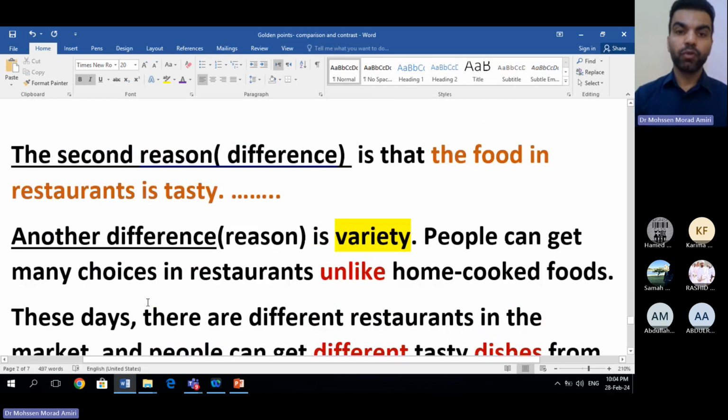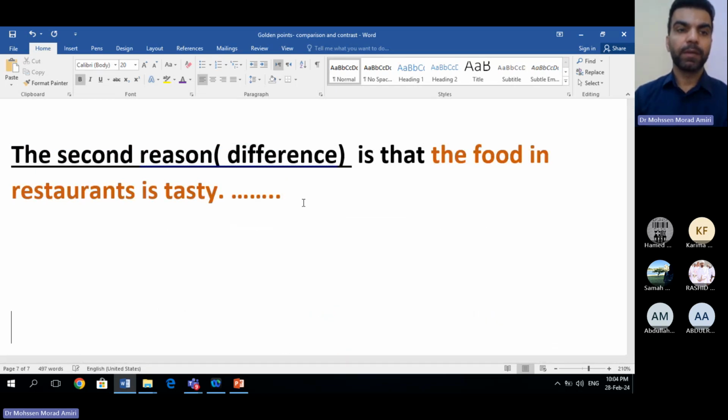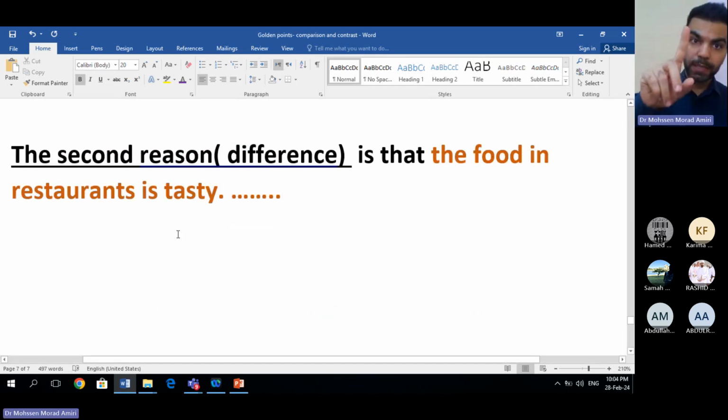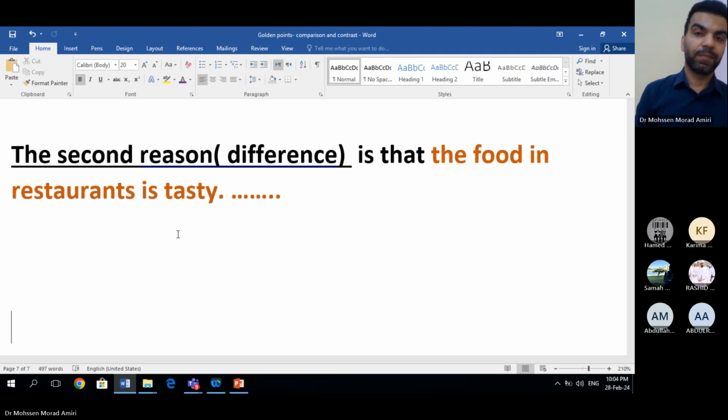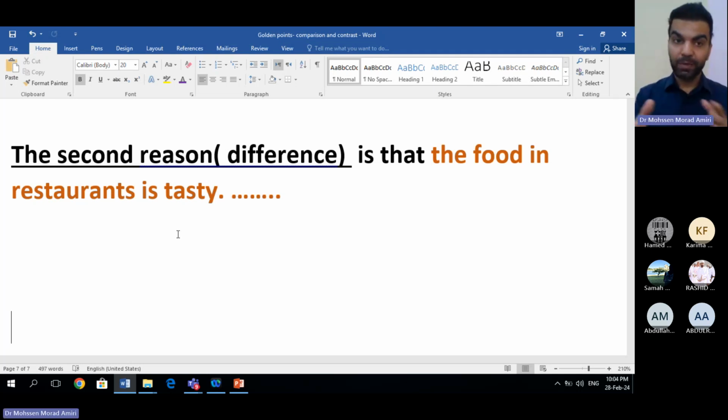Another way to use a topic sentence is this one. We wrote one reason. Now you have to write another reason. So you can say, another reason is that, or the second reason is that, or the second difference is that. You need to make yourself familiar with all that. The second reason is that.